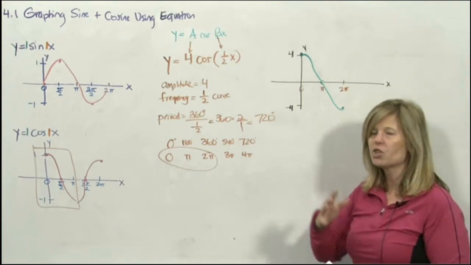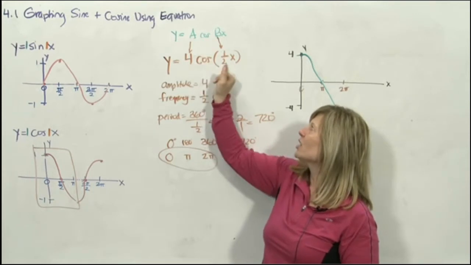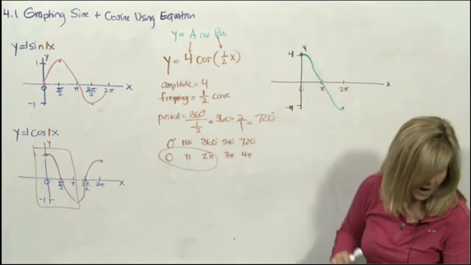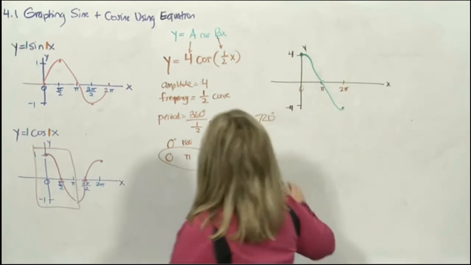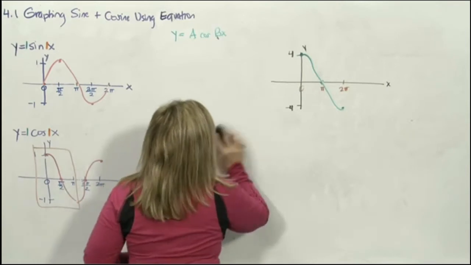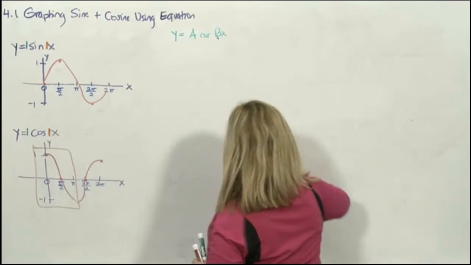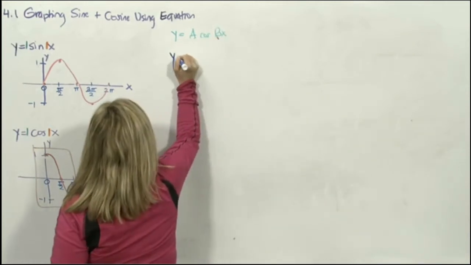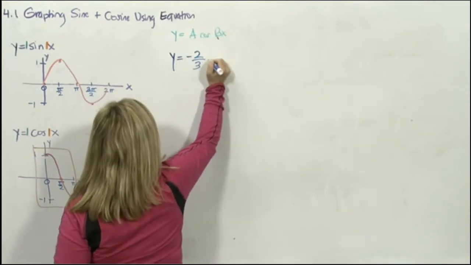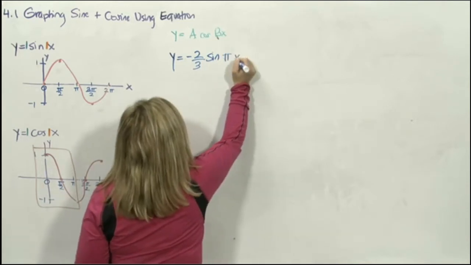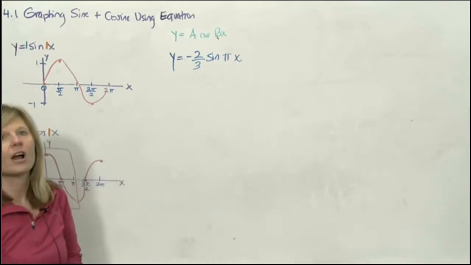So what I want you to do is start appreciating that changing these numbers changes what your picture looks like. All right, I think we have one more in the notes. Let's look at one more together. The last example here is y equals -2/3 sine pi x. All right, let's try it again.